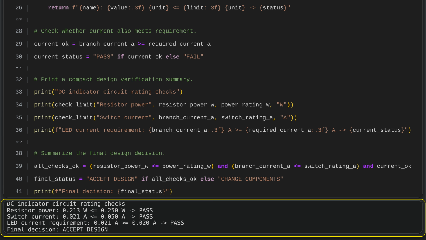This script checks whether a simple direct current indicator circuit is safe and functional. It calculates the resistor current and power, then verifies that the resistor, switch, and LED are all operating within their required ratings. Each check is reported as pass or fail, followed by an overall decision on whether the design is acceptable or needs component changes.